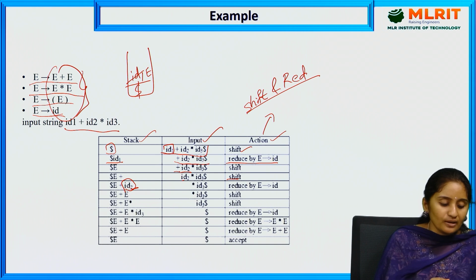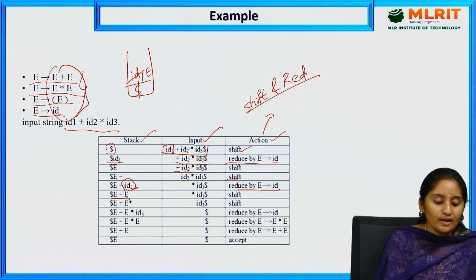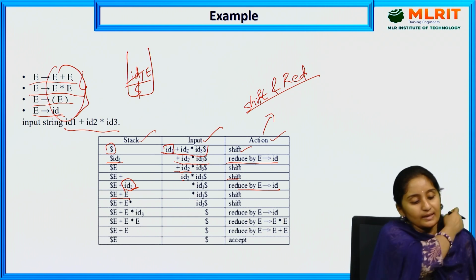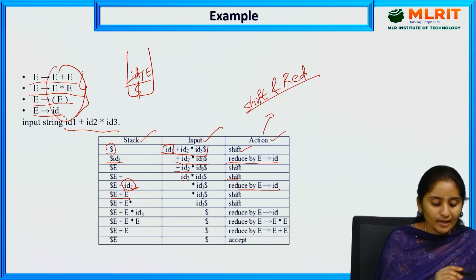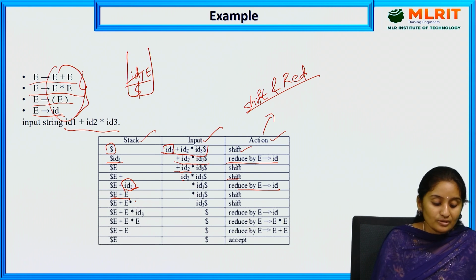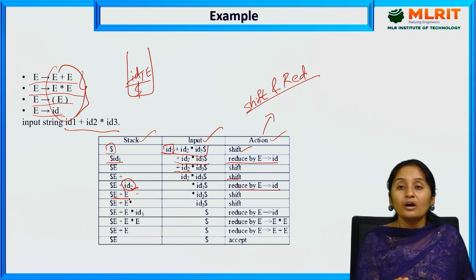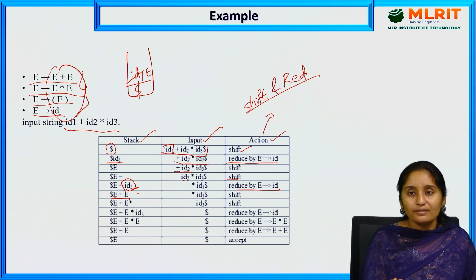So ID2. Check, is it there? Yes, ID. So reduce it by E tends to ID. So it is replaced, and E plus E is there. Check whether E plus E is present or not. Yes, it is present, so replace it with E. I can reduce here, but we are first going to move through the steps. That way is also correct. Before that, I am just showing the procedure of what is shift and what is reduce.